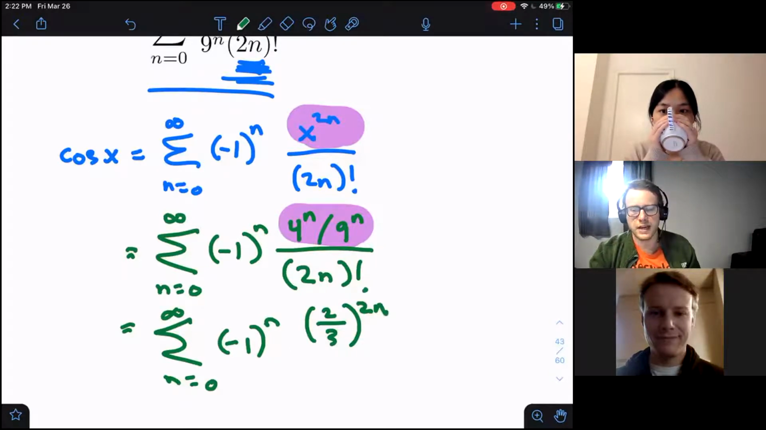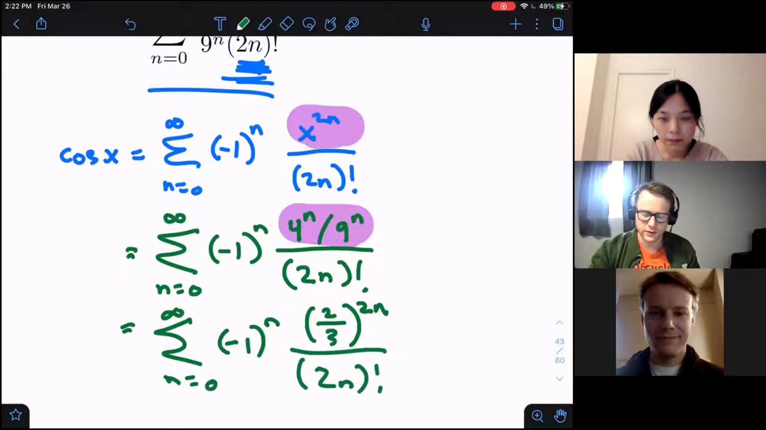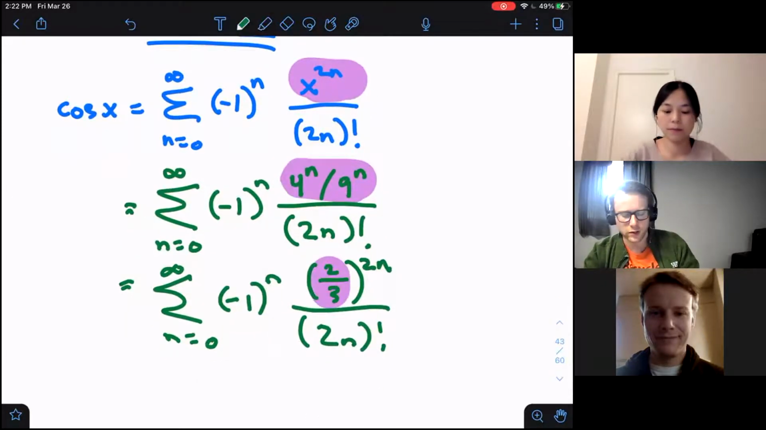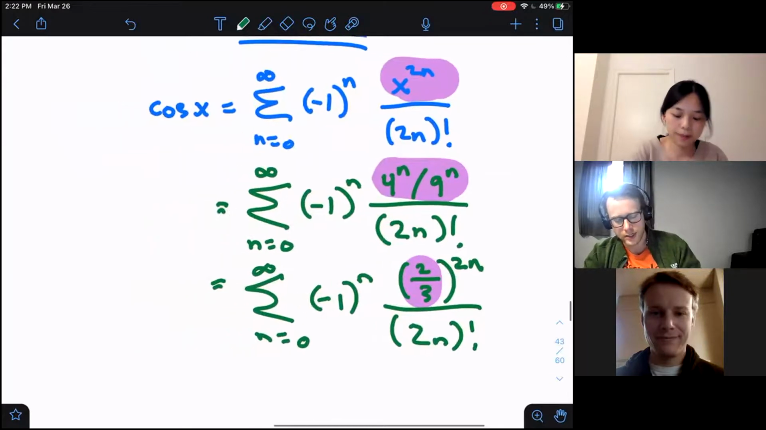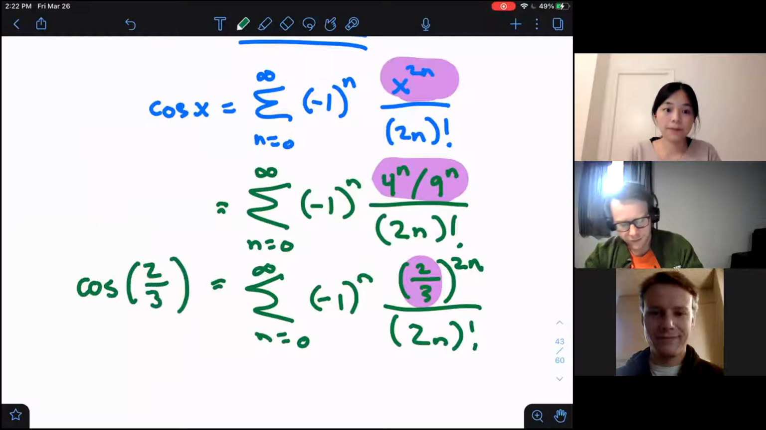And so this is indeed 2/3 raised to the 2nth power. We have the 2n factorial still in the denominator and all that sort of stuff. So here we can see that our value of x is just 2/3. So our series now converges to cosine of 2/3.